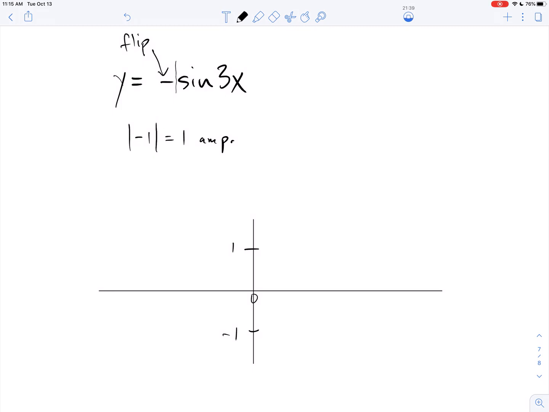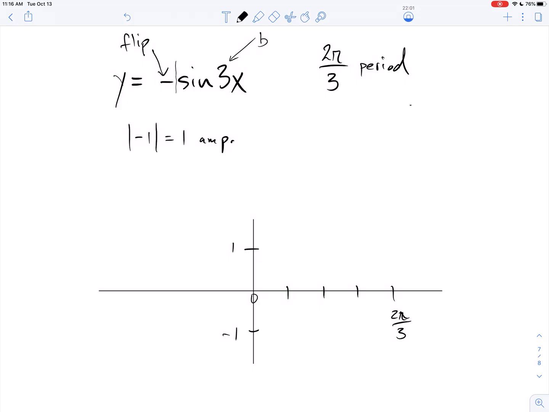But let's find my period. My period would be 2 pi divided by 3. Hey, guess what? I just took a shortcut there. I didn't write out all the fancy stuff. I just said, hey, if this is my b value, then that's my period right there. So it's going to start at 0. It's going to go boom, boom, boom, stop at 2 pi thirds. That's what's going to happen.